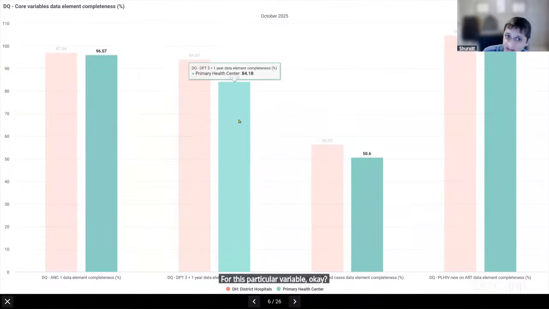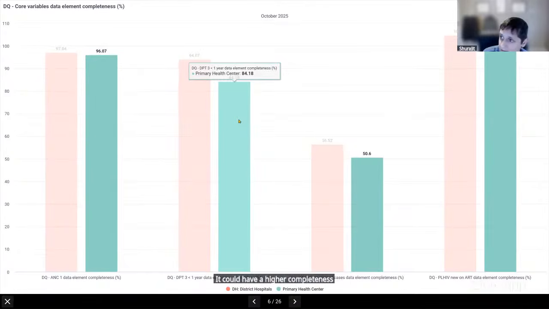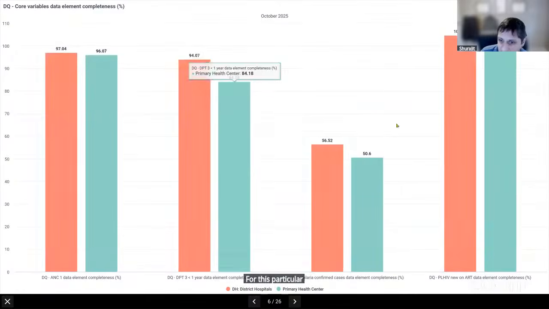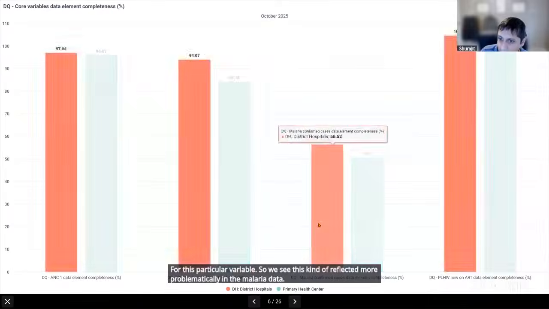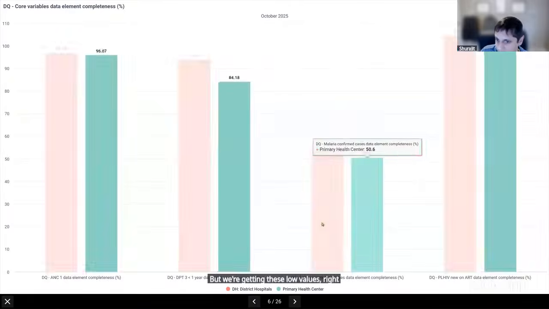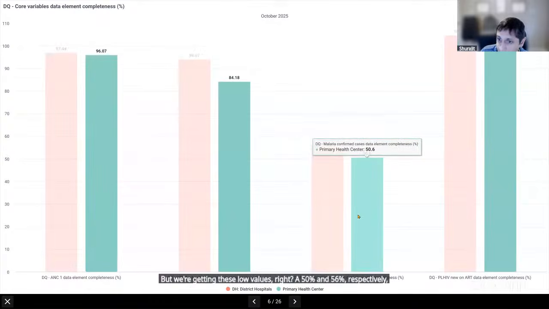Now the data set that this belongs to, maybe an immunization data set, for example, could have a higher completeness rate than what we see here compared to the actual completeness for this particular variable. We see this reflected more problematically in the malaria data, where we're getting low values, right, of 50% and 56% respectively for district hospitals and primary health centers. Okay.